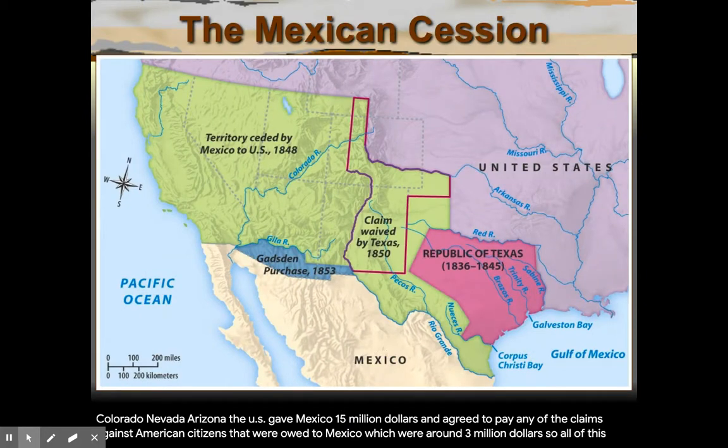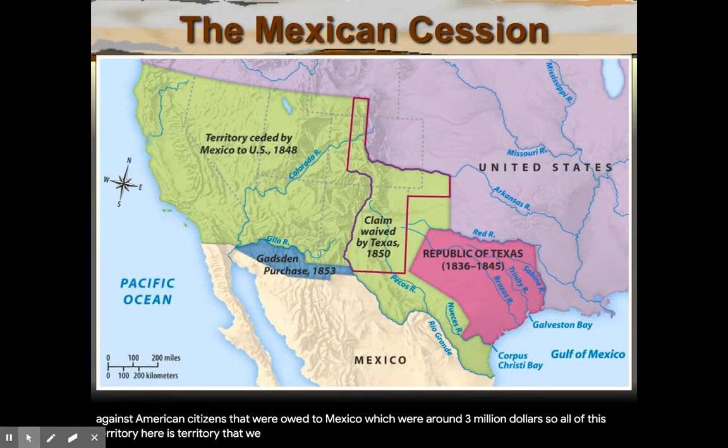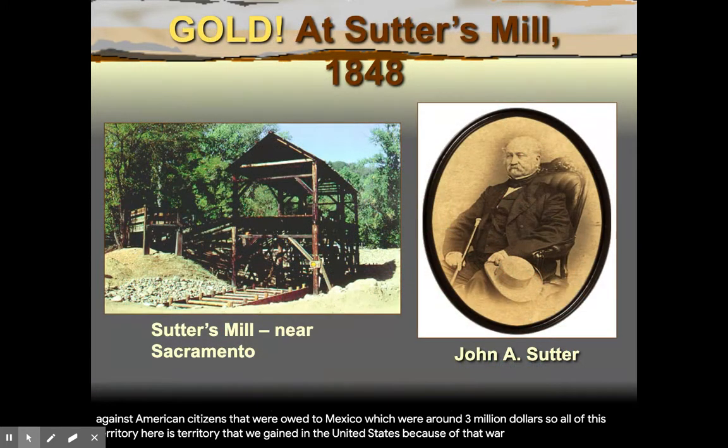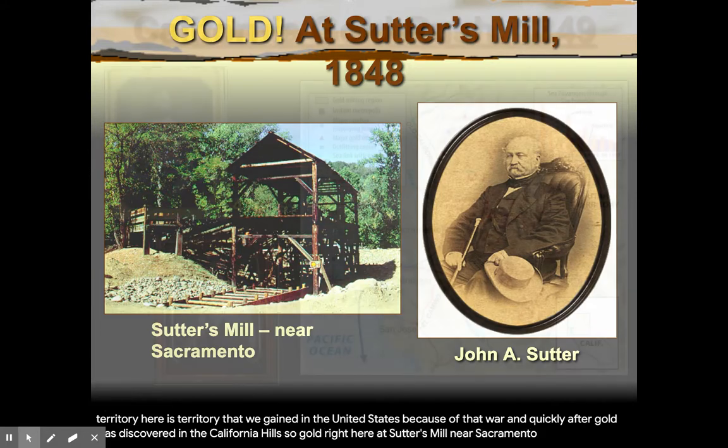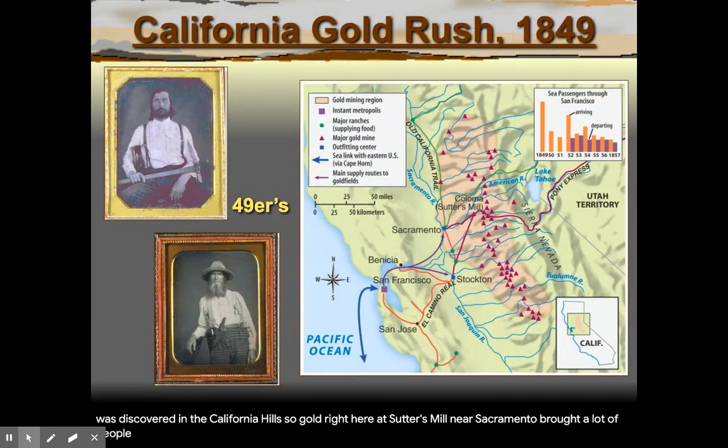So all of this territory here is territory that we gained in the United States because of that war. And quickly after, gold was discovered in the California hills. So gold right here at Sutter's Mill near Sacramento brought a lot of people westward into California. In 1849, we had lots of people coming to California in what we call the Gold Rush.